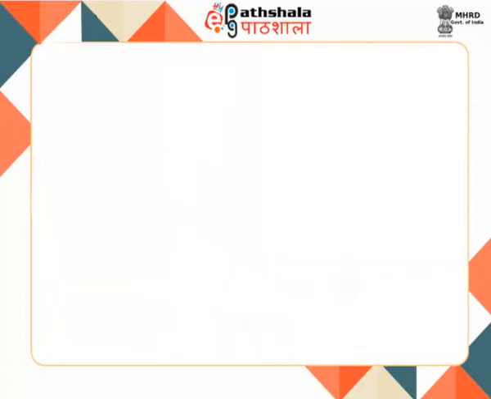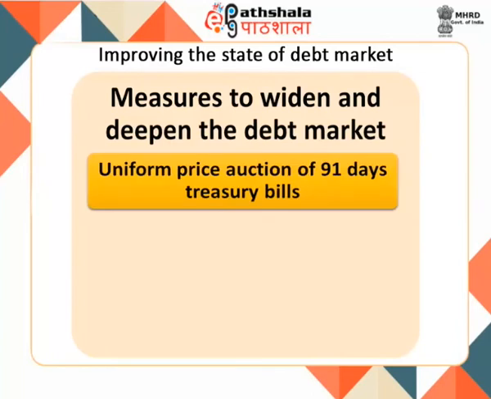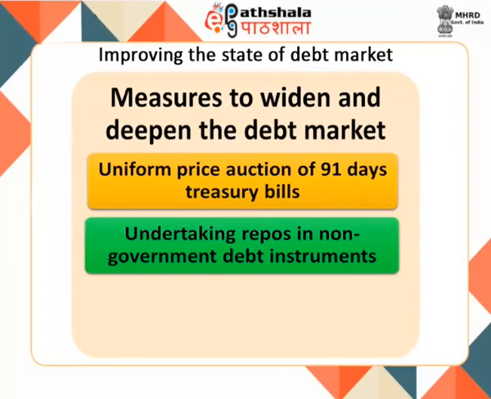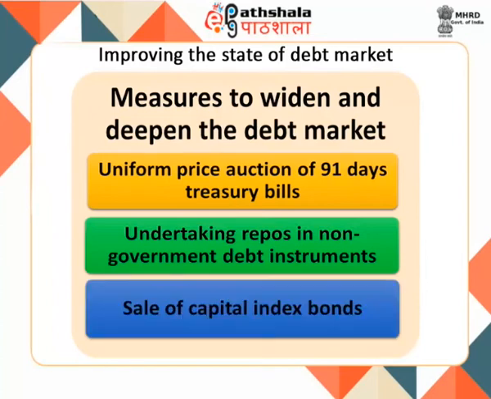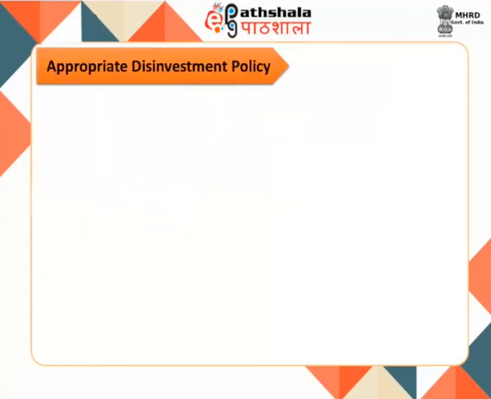Improving the state of debt market. Since 1997, the RBI has taken various measures to widen and deepen the debt market in India. These measures include uniform price auction of 91 days treasury bills, undertaking repos in non-government debt instruments, sale of capital index bonds, etc.